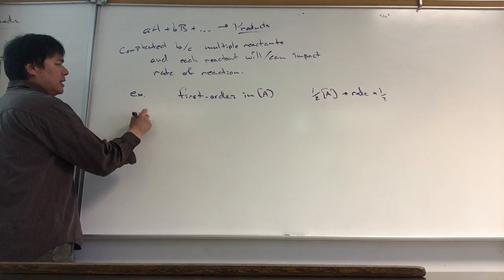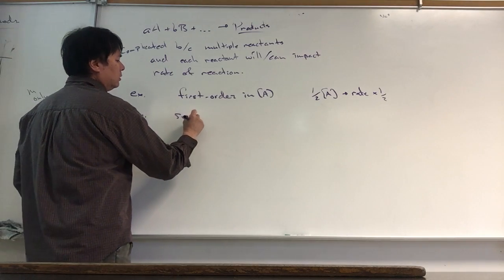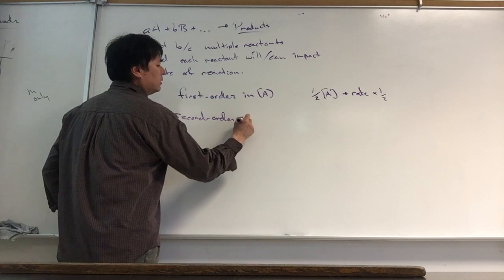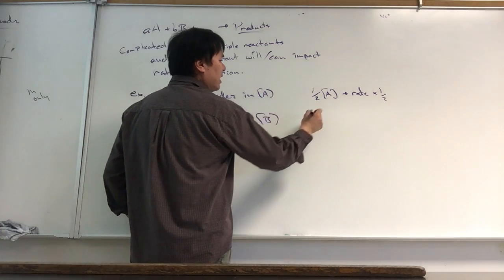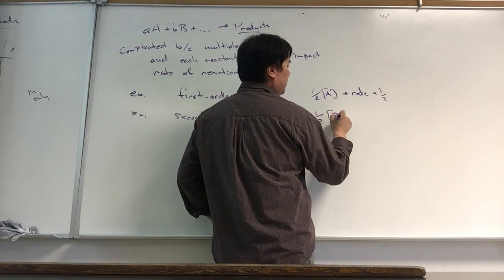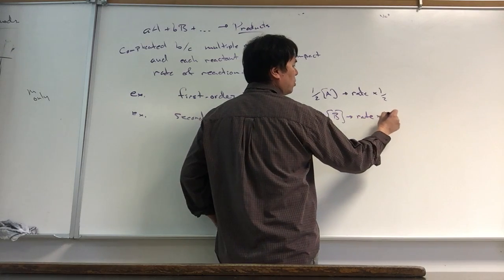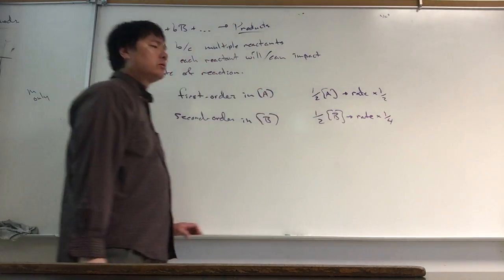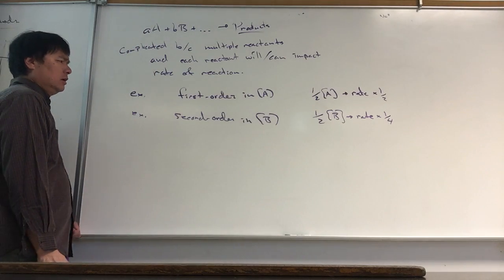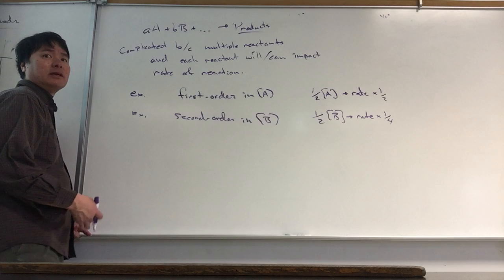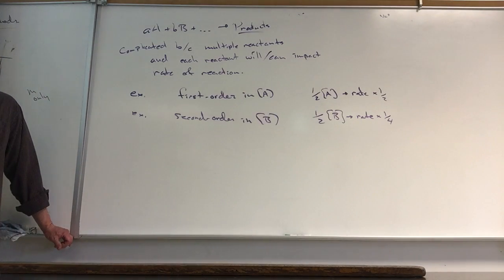Let's say it's second order in the concentration of B. What that means is if I cut the concentration of B in half, then the rate gets cut by a quarter. And so that's what we call second order. In other words, it's a square. Whatever I do to the concentration, I have to square that, and that'll be its impact on the rate. So if I double the concentration of B, then I square that, and it's going to quadruple the rate.